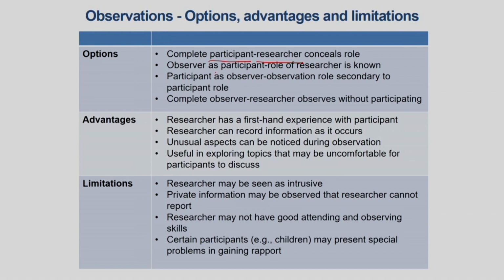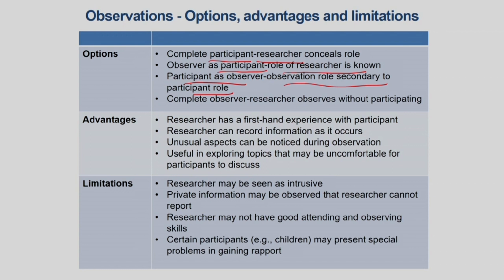Observer as participant, where what the researcher is doing is known to the participant. So, for example, in action research formats where advocacy is an important tool, the researcher makes it known to the group what the purpose of carrying out the research is, and then the participant participates in the research process. So, the researcher's role is known. Participant as observer, where the observation role is secondary to the participant role. So, this is another method, and then the complete observer, where the researcher observes without participating.